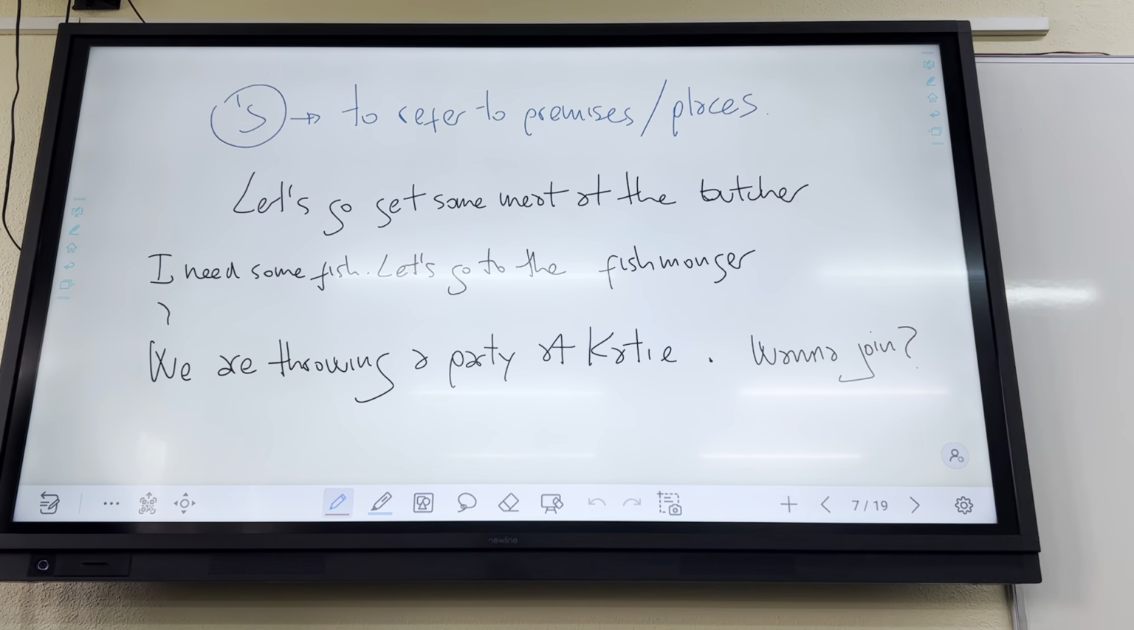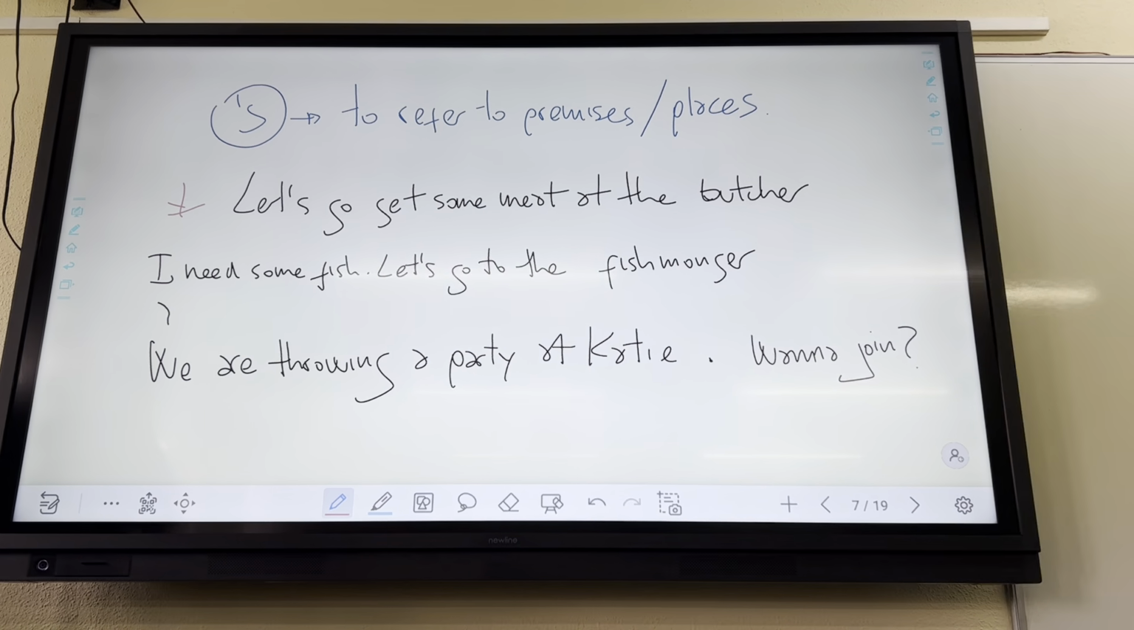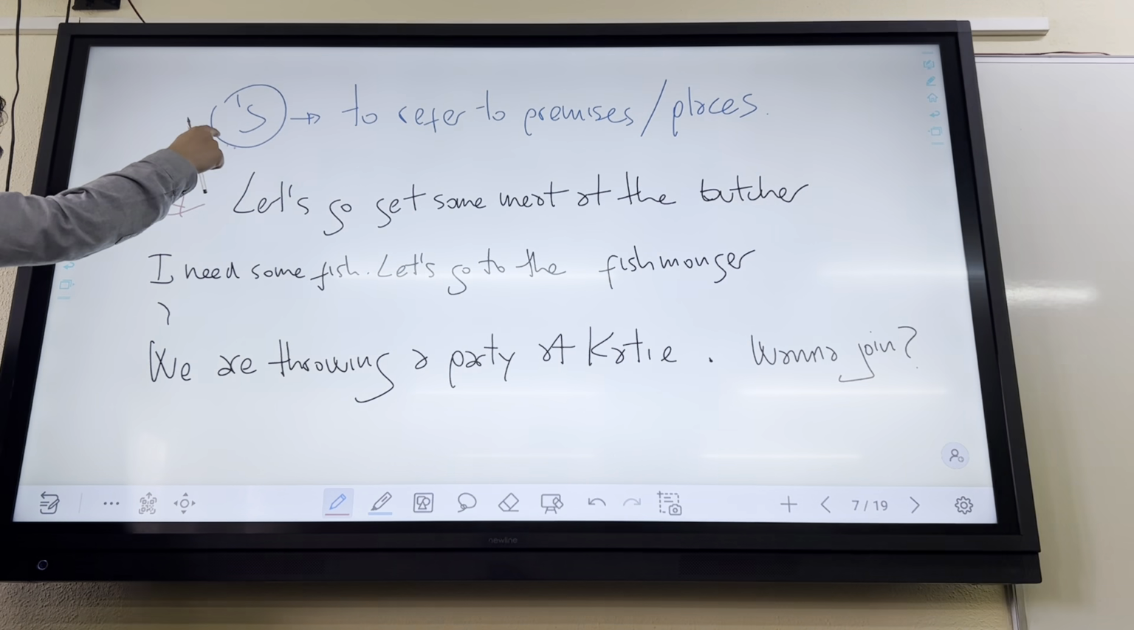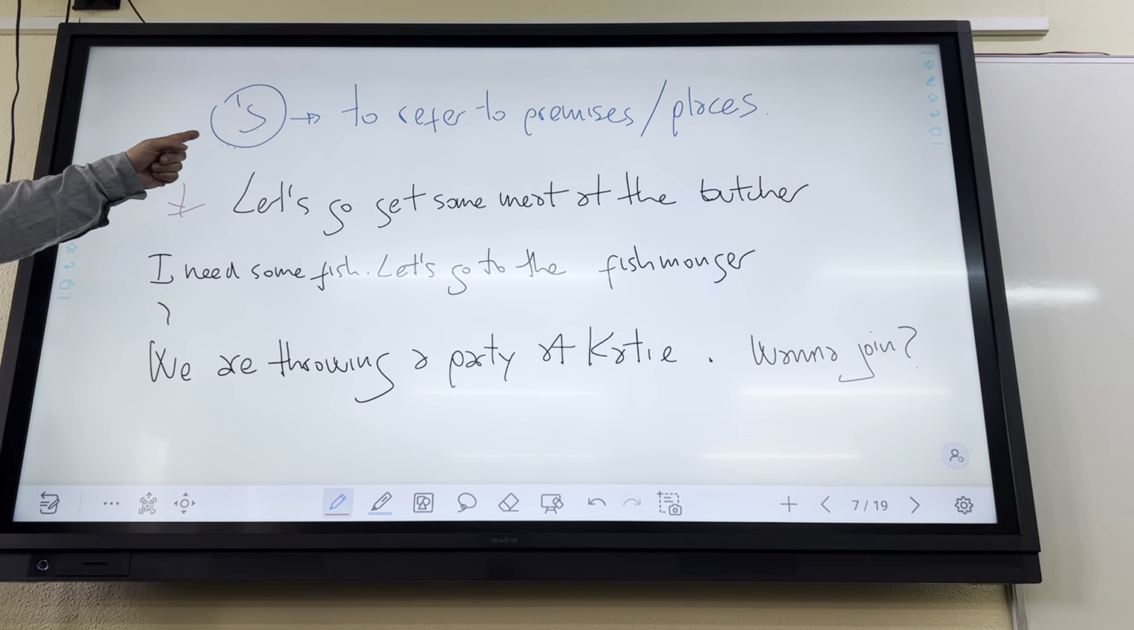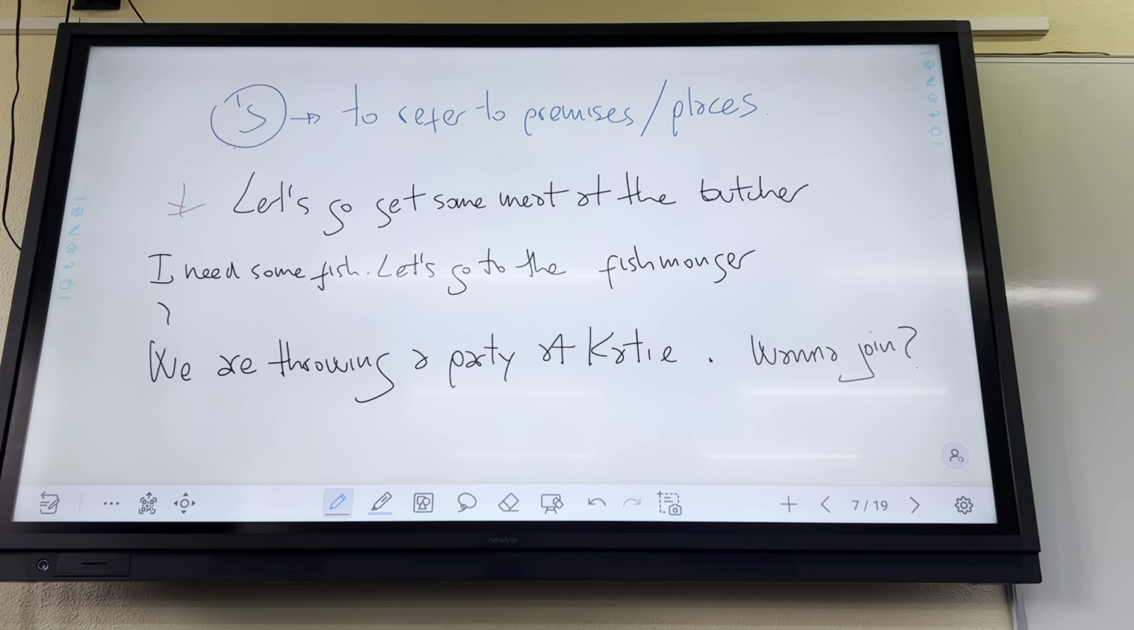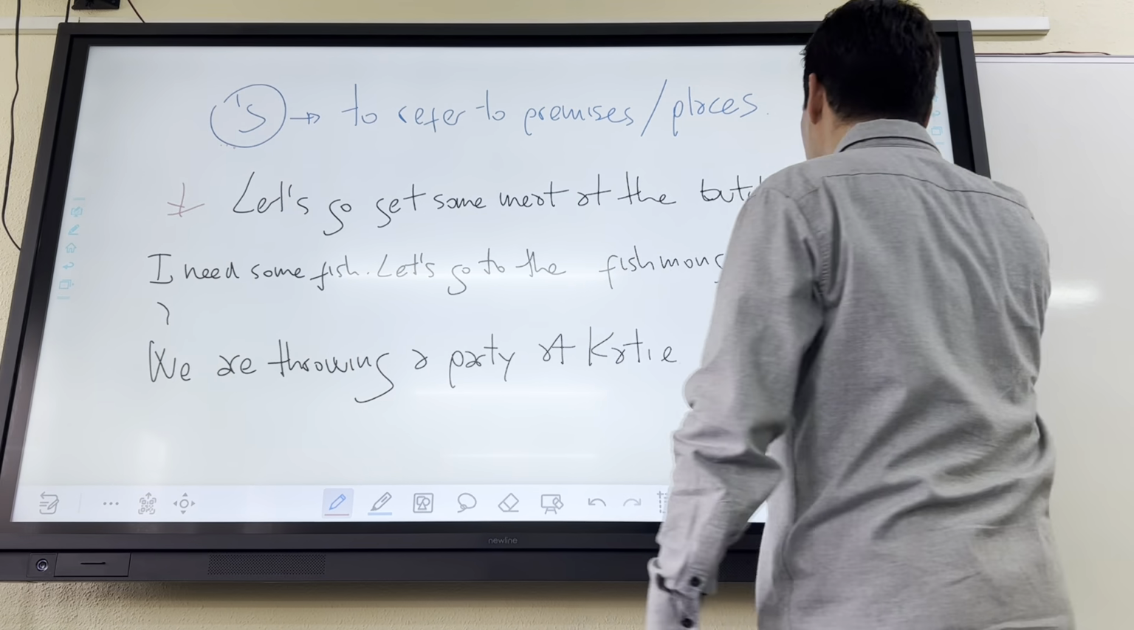Okay, to refer to premises, places. There's a mistake here. Let's go get some meat at the butcher. There is a mistake there. The same mistake as always. What is it? Sylvia, I think you know. We need this. Where are you going to put that? Possessive, Saxon genitive, apostrophe S. Okay. Let's go get some meat at the butcher's.